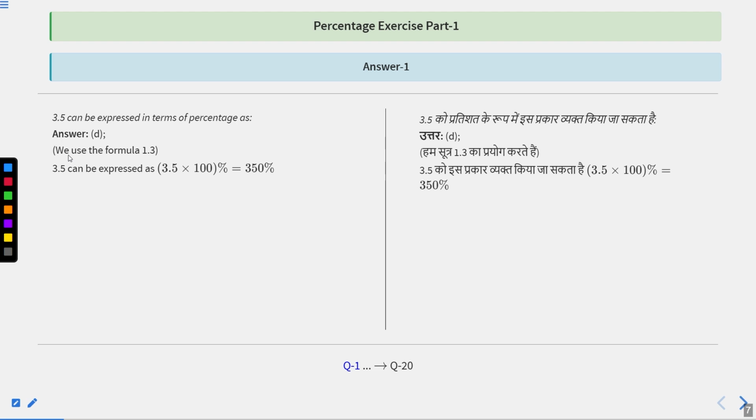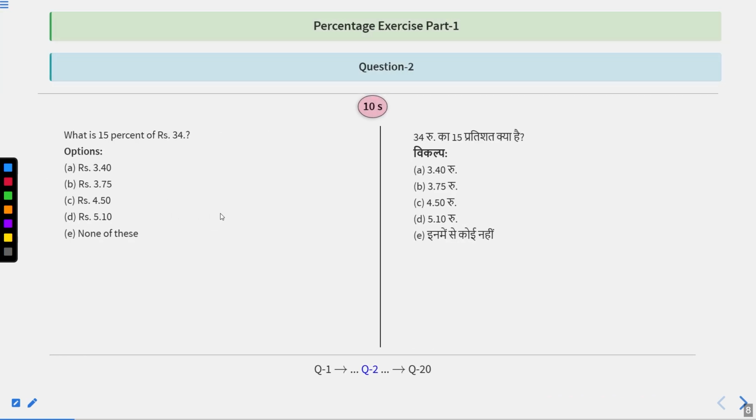See, we use formula 1.3, which we discussed in the previous slide. 3.5 can be represented as 3.5 multiplied by 100, which equals 350%. How do we get it? We know that 3.5 can be written as 7 by 2, and when you need to convert into percentage, you multiply by 100 and you get 350%. Now we move to the next question.